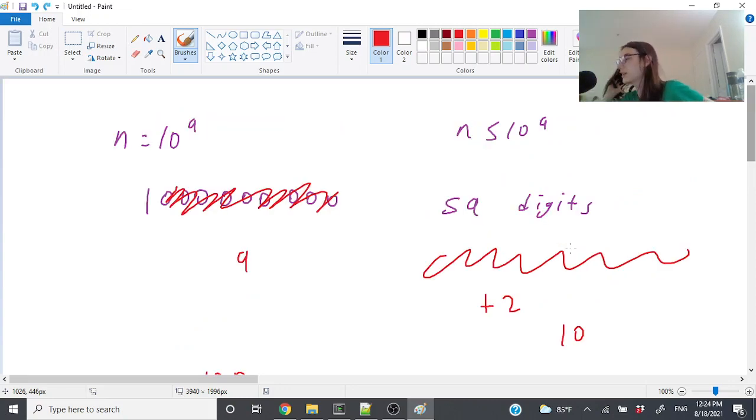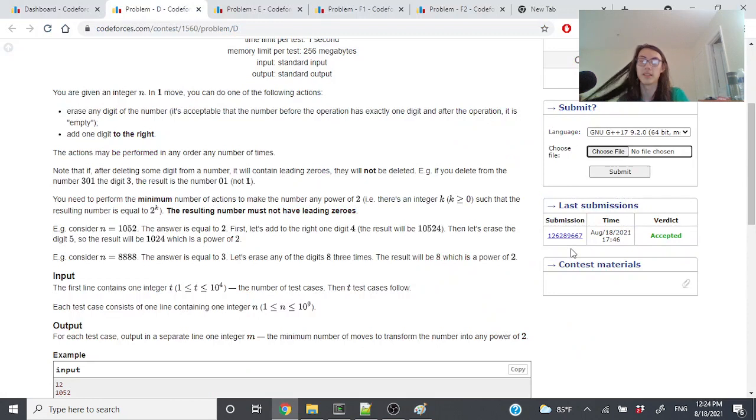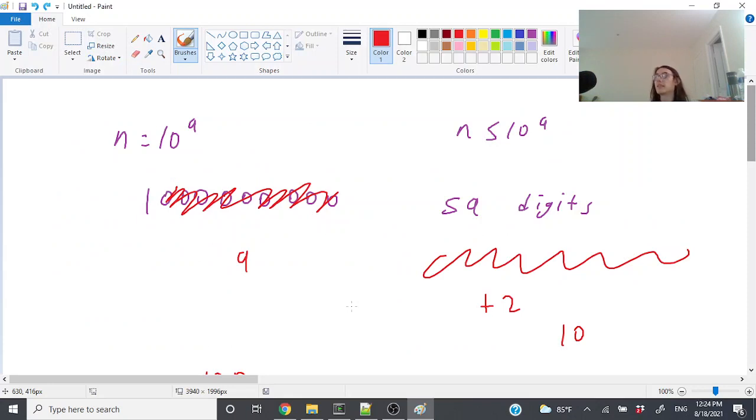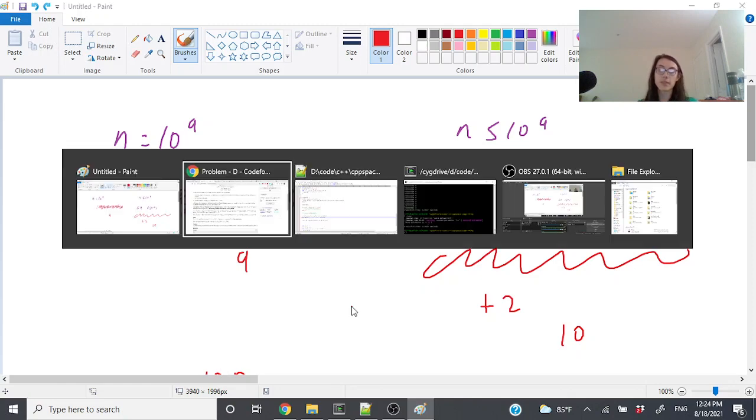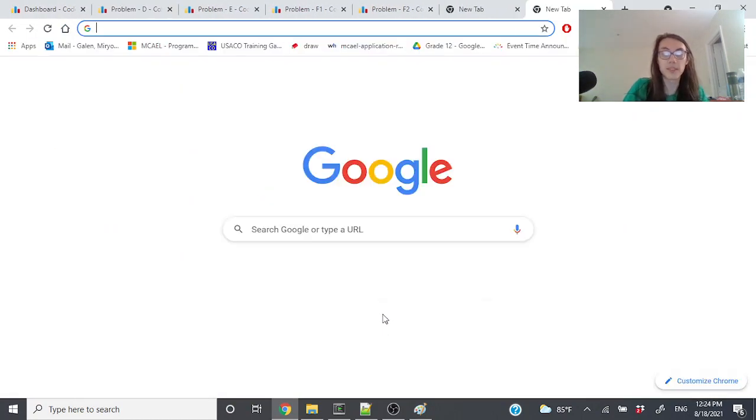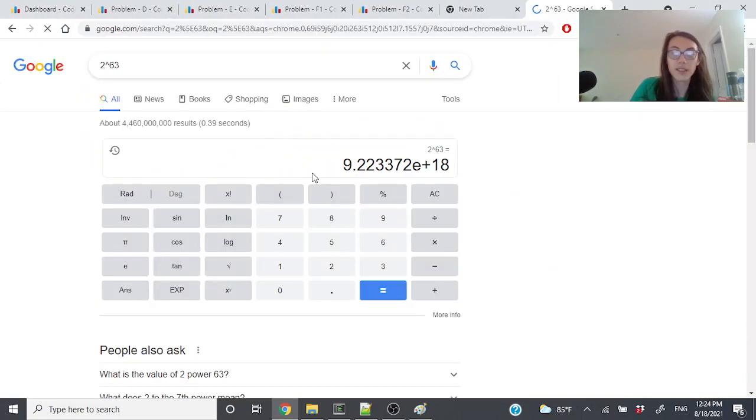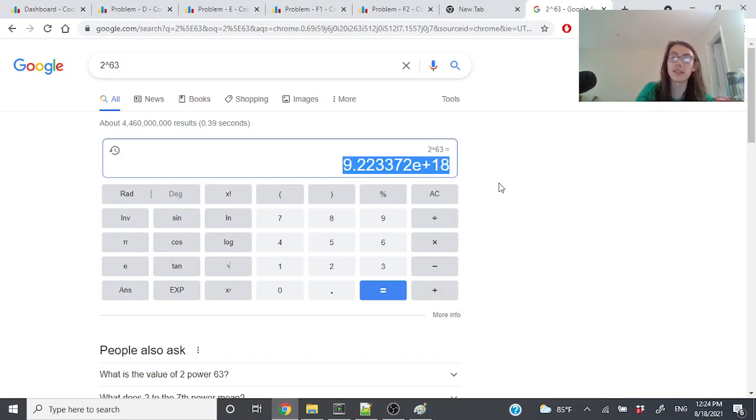So there's no need to try any number that's larger than 19 digits. And in particular, there's no need to try any number that's equal to 19 digits, because no matter what, we can do better. So the only numbers to consider are 18 digits. In fact, the best thing to do is to go up to 2 to the 63, because this is the largest power of 2 with 18 digits.